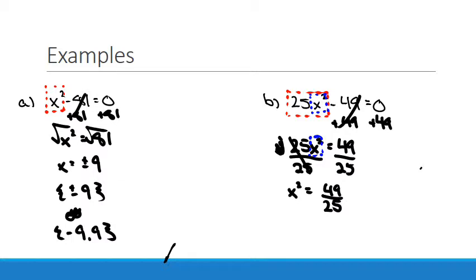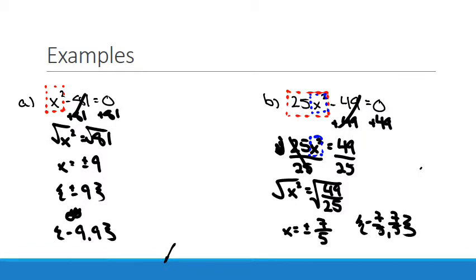Now that won't divide in nicely, so I'm going to just leave it as a fraction like that. And then I will take the square root of both sides to get rid of my x squared. So I'm going to have x equals plus or minus, and then you end up just taking the square root of the top and the bottom. So the square root of 49 is 7, square root of 25 is 5. That's my answer. Again, I could write it as plus or minus, or I could write it as negative 7 over 5 and positive 7 over 5, whatever you wish to do, guys.